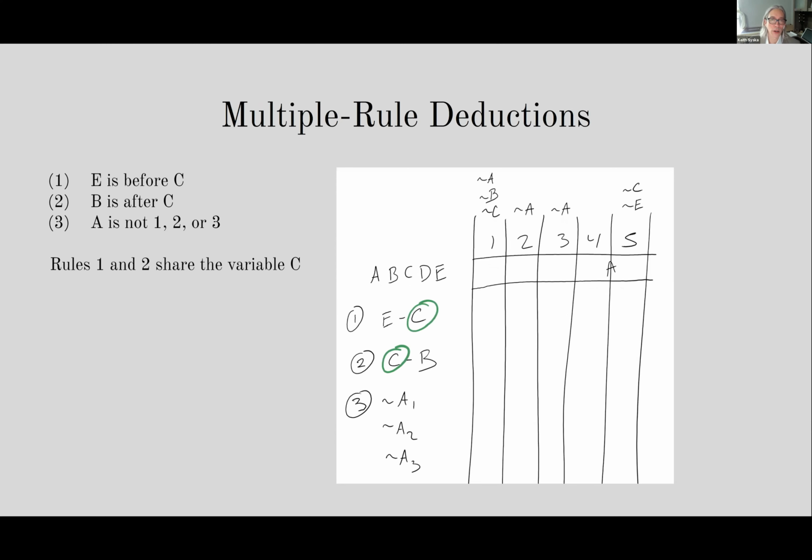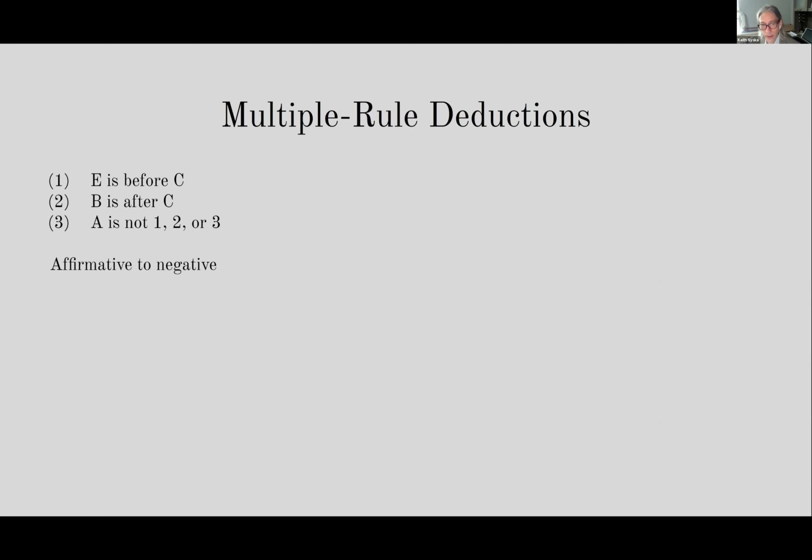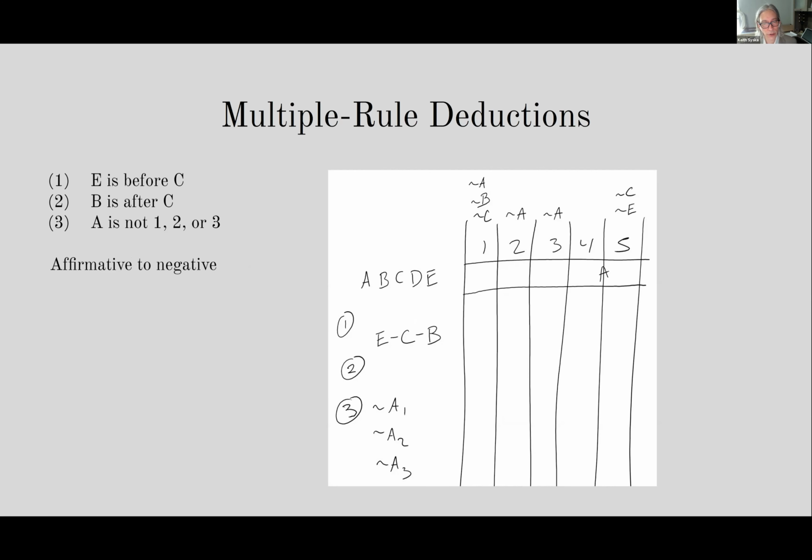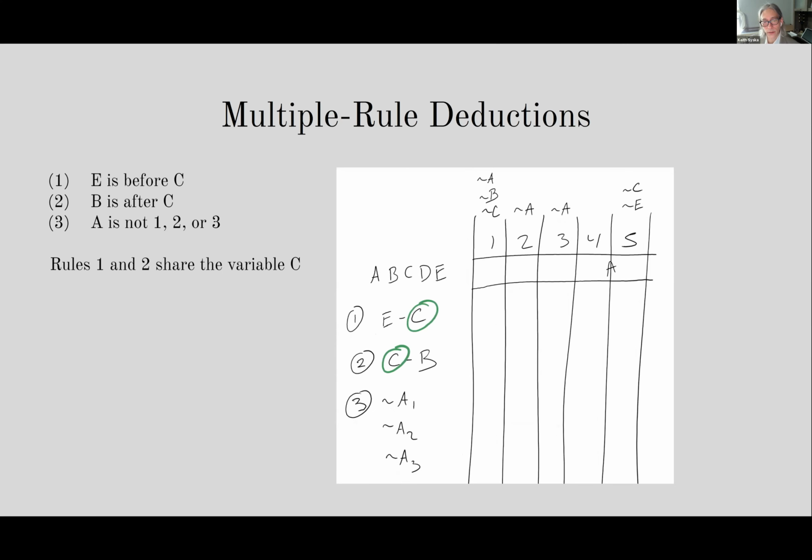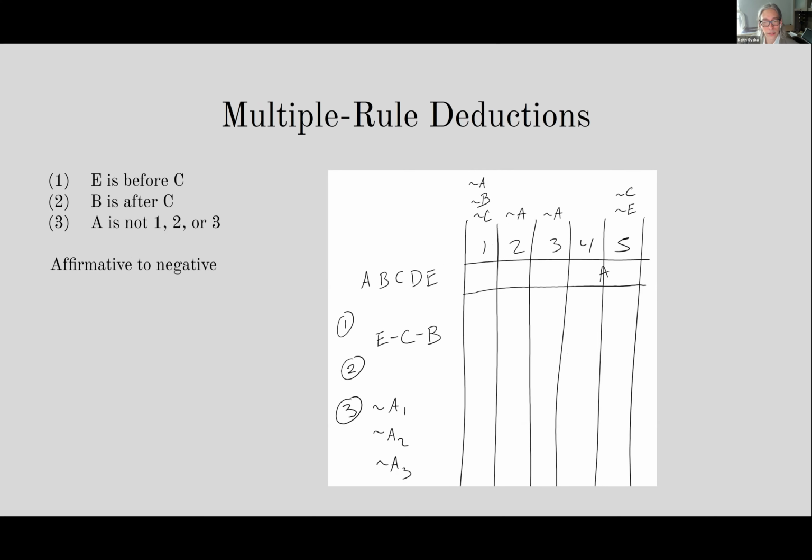Okay, next let's talk about multiple rule deductions. Once I've done each individual rule, I look for rules that share variables. Rules 1 and 2 both share the variable C. So I find that it's better to work with one master diagram that incorporates as many variables as possible instead of individual diagrams for each rule. So I would simply superimpose the two C's to create the sequence E before C before B.